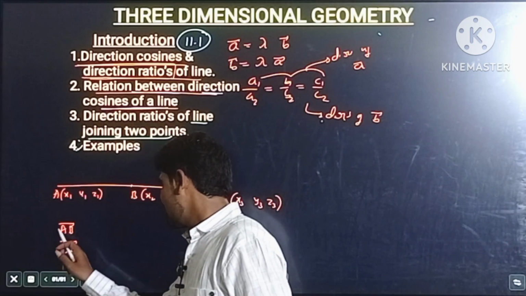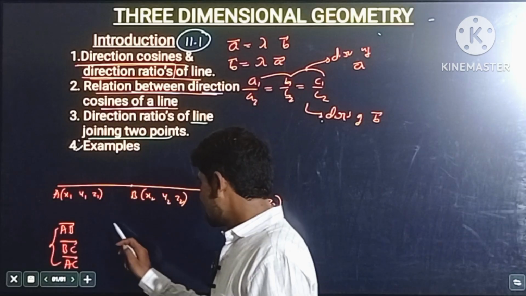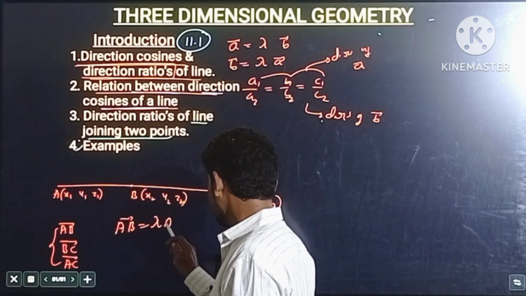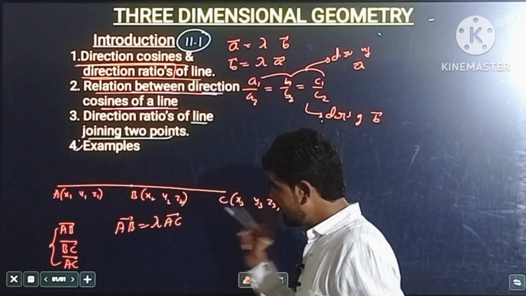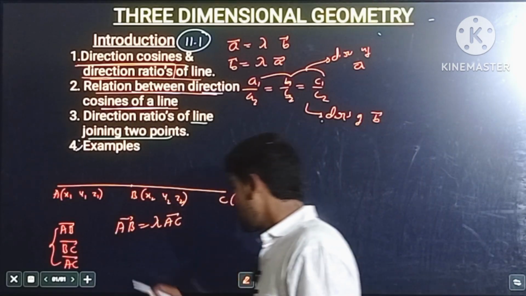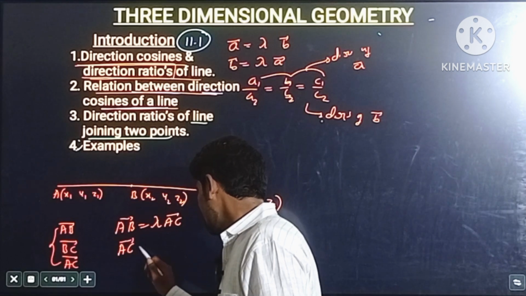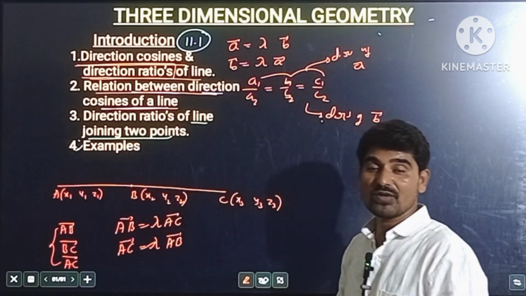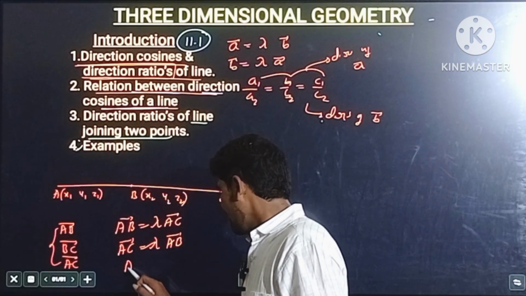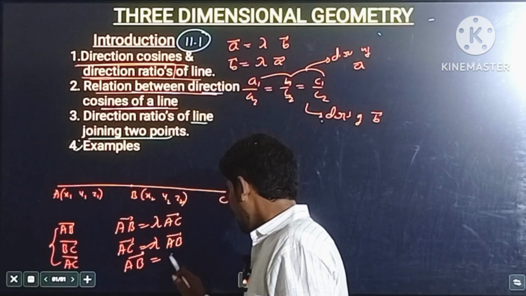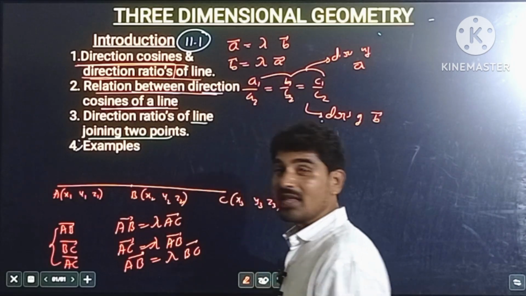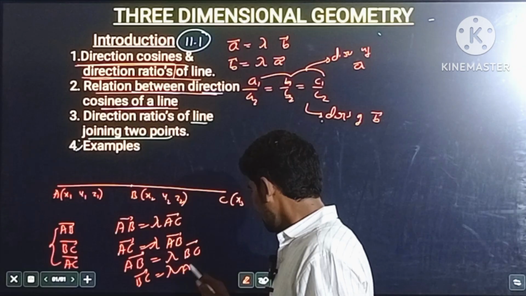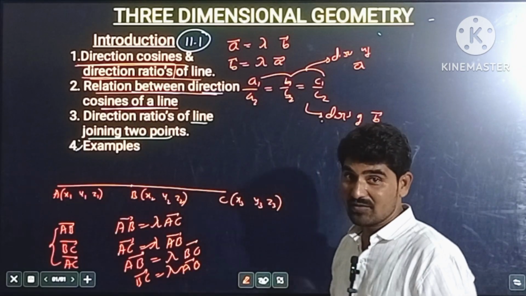So let's say I am considering here AB vector and AC vector. Suppose if I proved AB vector is equal to lambda times AC vector, then we proved A, B and C are the collinear points. Or you may consider AC vector is equal to lambda times AB vector, then also the points A, B and C are collinear. Or you may consider AB vector is equal to lambda times BC vector, or you may prove BC vector is equal to lambda times AB vector. I hope all of you understand it.